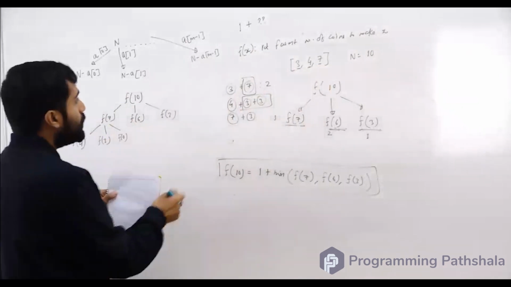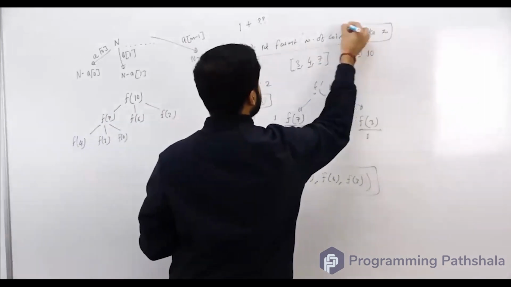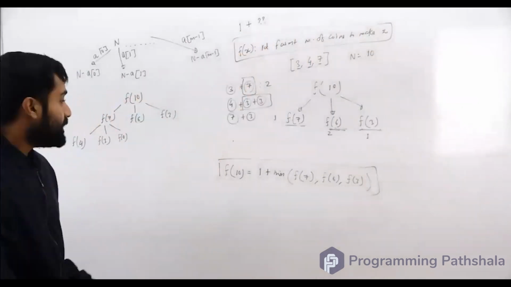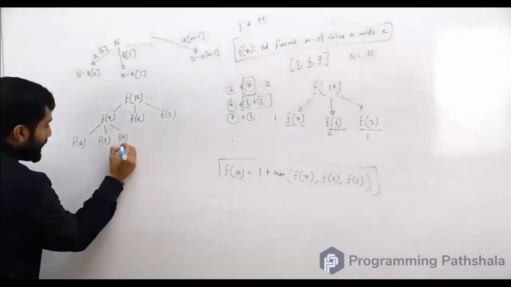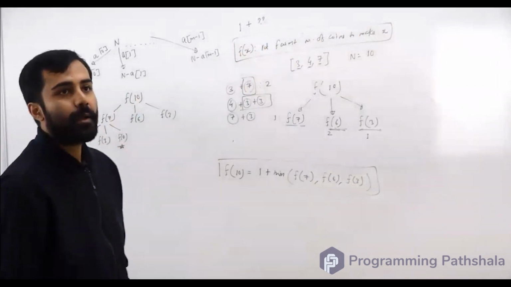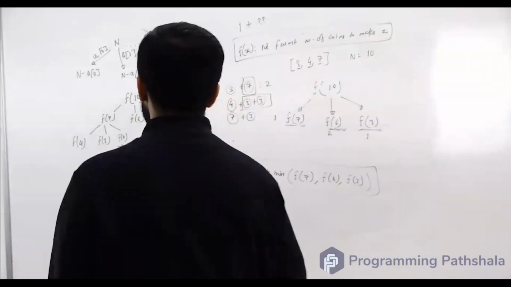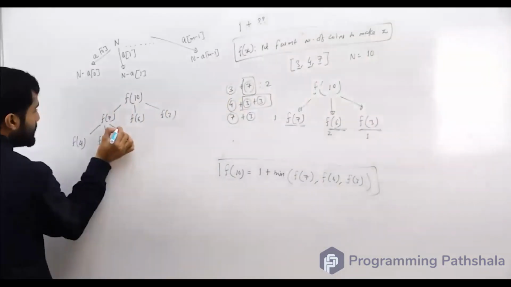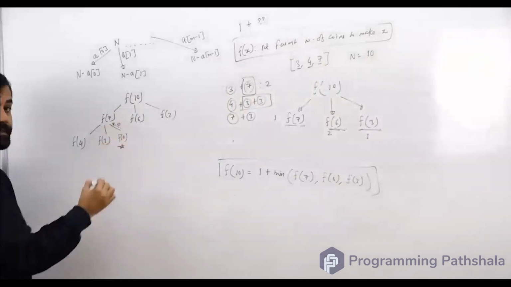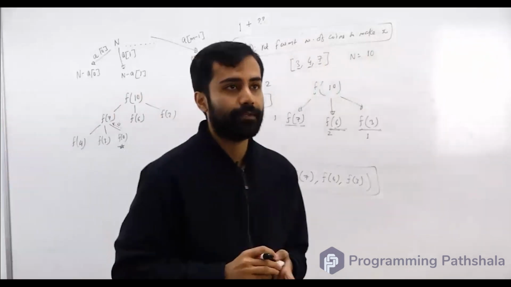Now again, I hope you remembered the definition of f of x. If you really remember the definition of f of x, can you tell me what should f of 0 return? What is the fewest number of coins that I need to make 0 rupees? So when n is equal to 0, just return 0. So this can be the termination condition of the code that you will write.